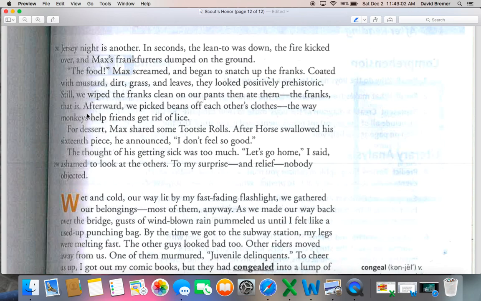The franks, that is. Afterwards, we picked up the beans off of each other's clothes, the way monkeys help friends get rid of lice. For dessert, Max shared some Tootsie Rolls. After Horace swallowed his 16th piece, he announced, "I don't feel so good." The thought of his getting sick was too much. "Let's go home," I said, ashamed to look at the others. To my surprise and relief, nobody objected.